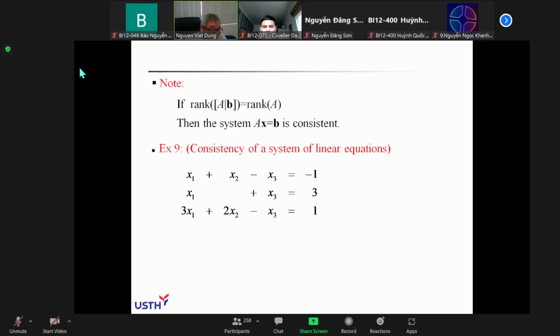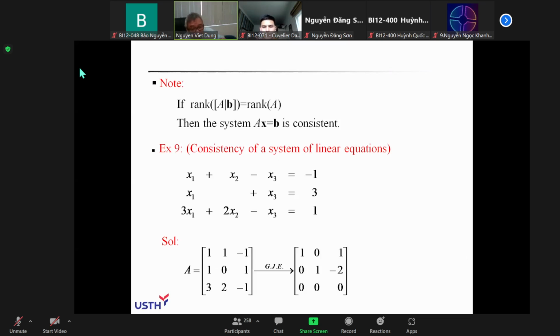It is a non-homogeneous system. Then you are required to see if the system is consistent or not. You can do as follows. You write down the matrix A like that. You apply the Gauss-Jordan elimination. You change it into that one.